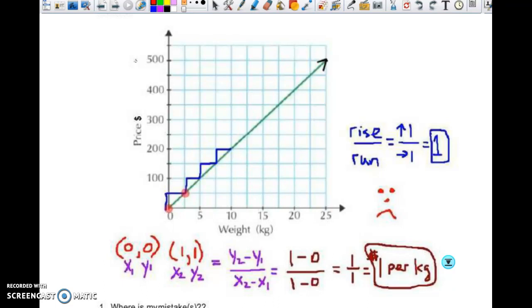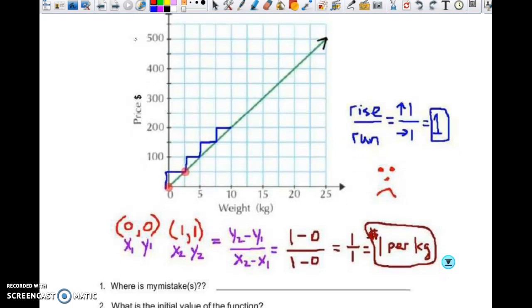So all you need is 2 points. So they identified these 2 points. They did one over here. They said they rose up 1, ran across 1, and 1 divided by 1 is 1, right? So they got that answer.